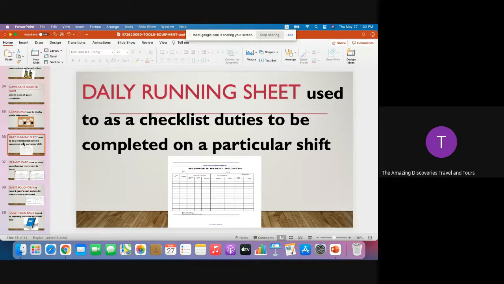Now, the daily running sheet, or what we call the monitoring sheet. This is used as a checklist of duties to be completed in a particular shift. Sometimes in toilets you see what time it was cleaned, who cleaned it, and the status of the toilet. The same goes for the hotel, they use a checklist to monitor and make sure that all their tasks are completed. Okay?